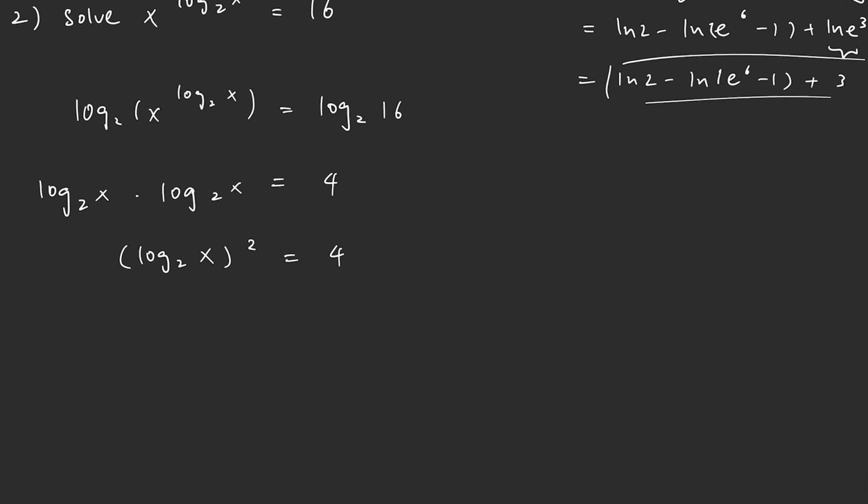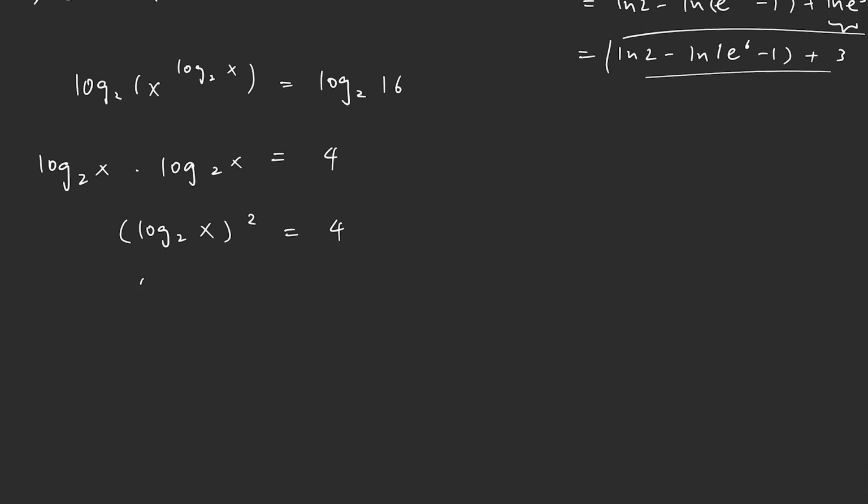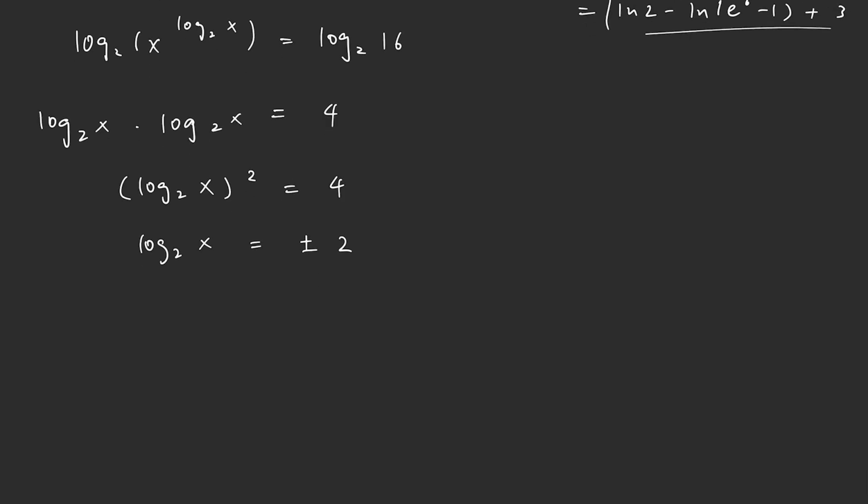Well, this is simple enough. Log base 2 of x is just plus or minus 2 because 4 is a perfect square. It works nice for us. So we have two situations: log base 2 of x is 2, and log base 2 of x is negative 2.